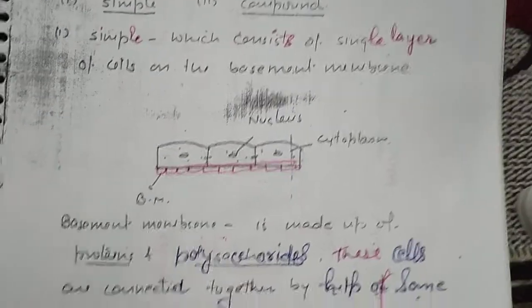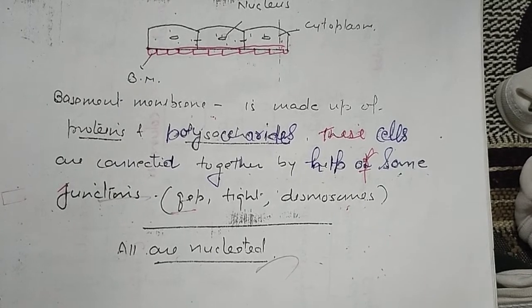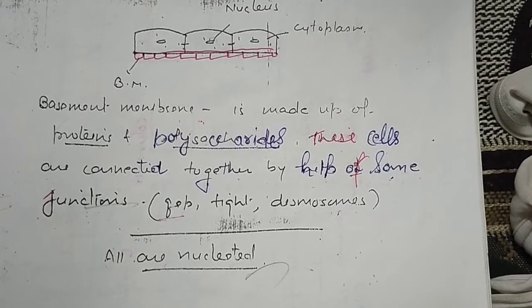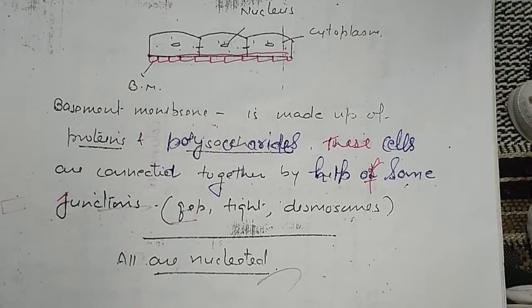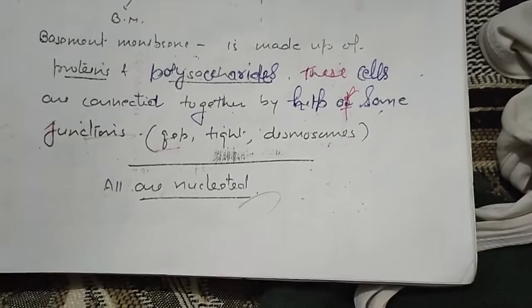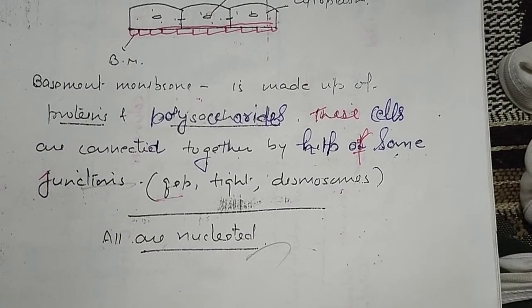What is the basement membrane? It is made up of proteins and polysaccharides. These cells are connected together with the help of some junctions that can be gap, tight, or desmosomes. All are nucleated. Nucleated means they have a nucleus.